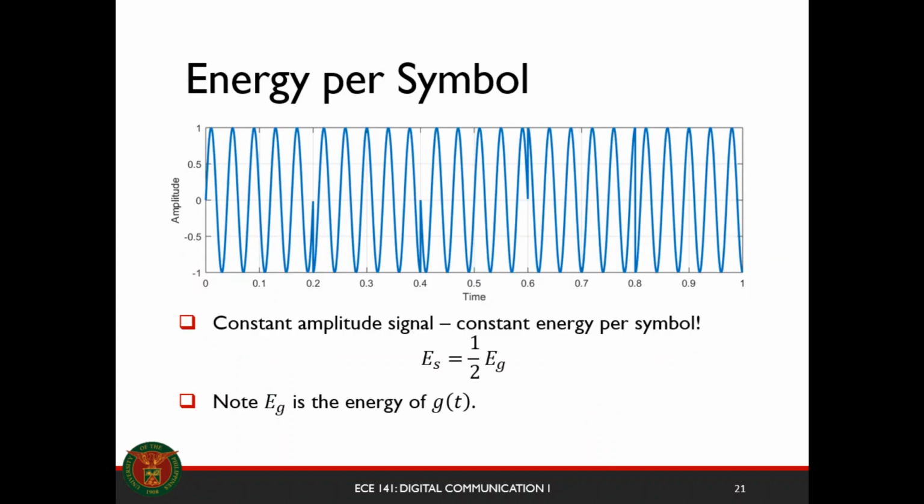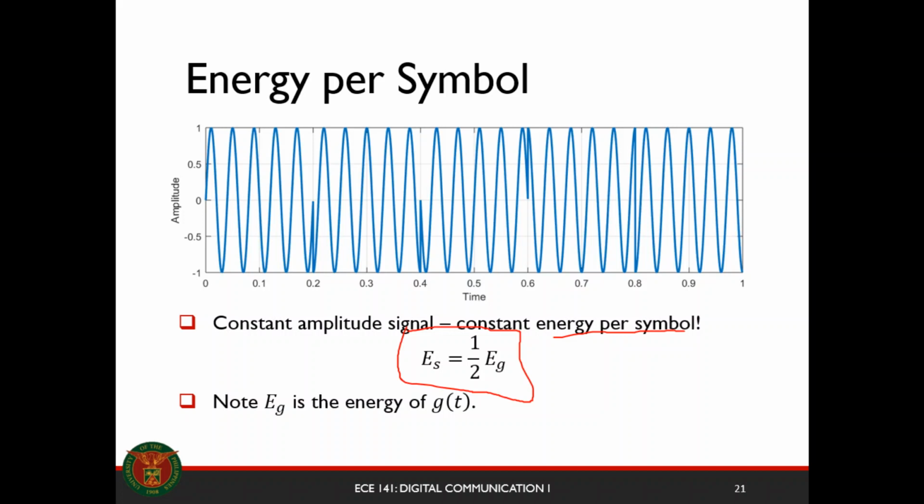The good thing about PSK is that it has a constant amplitude. That means it has a constant energy per symbol. And you get this nice energy per symbol expression right here. It's just 1/2 the energy of the pulse.